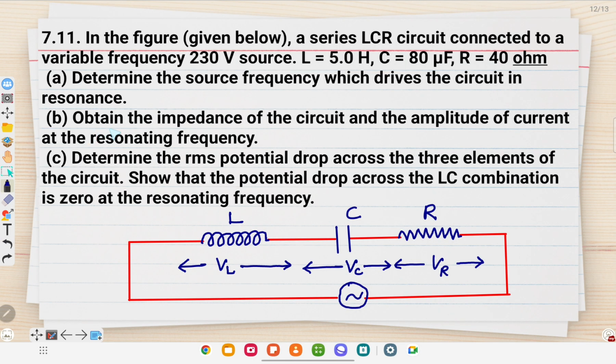And see, coming to the second subdivision, they are asking to obtain the impedance of the circuit and the amplitude of the current. They are asking two things basically. They are asking impedance and amplitude of current at the resonating frequency. So it's again quite simple because they are asking at resonating frequency only.